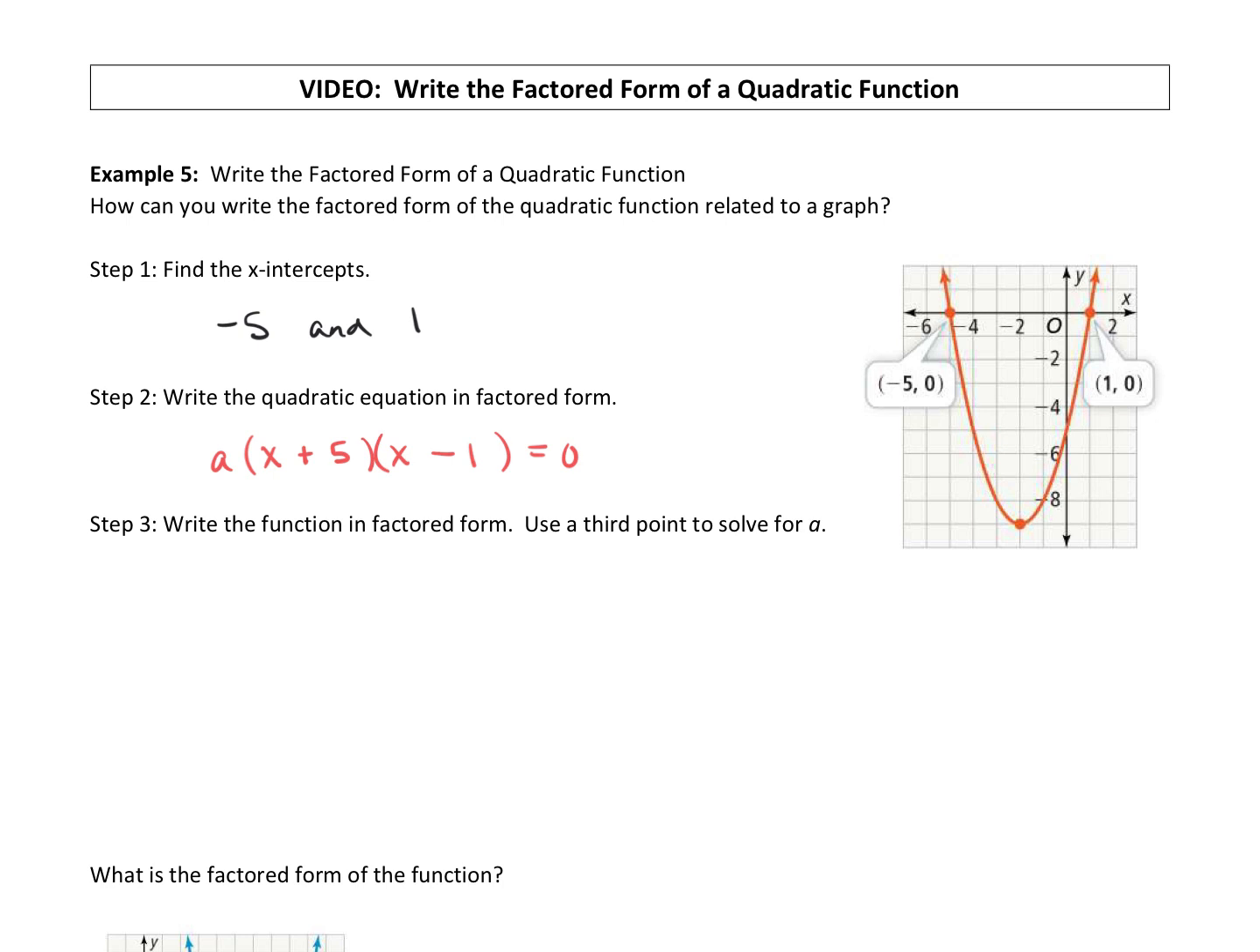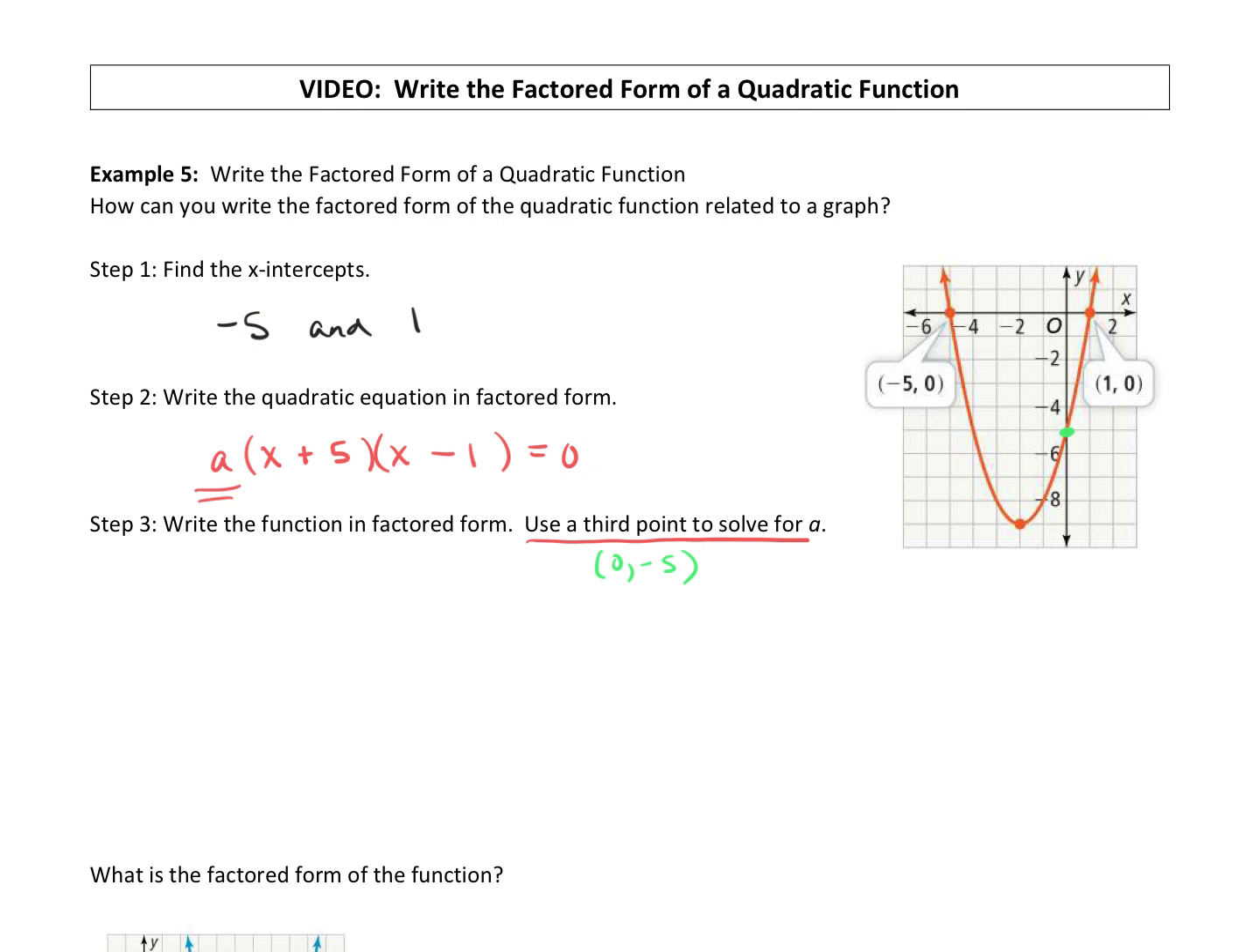Now, in order to write the function, we do need to know what this a value is. And we can use a third point on our parabola and solve the equation for a. You can use any third point you want. We've got our vertex right here. I'm actually going to grab this point right here, the y-intercept. If that's a clean point you can use, then it's pretty easy. So that third point, we're going to use 0, -5. Sometimes just using a 0 as your x or y makes it a little bit easier.